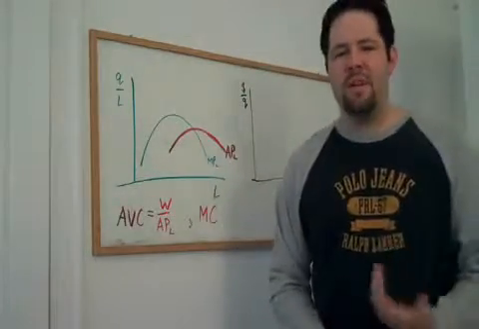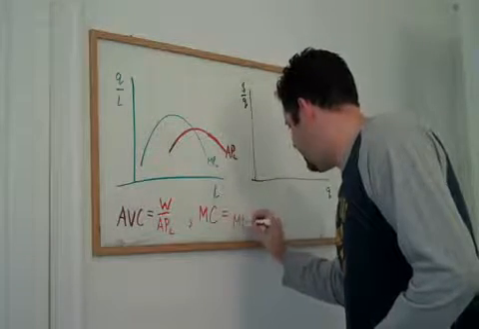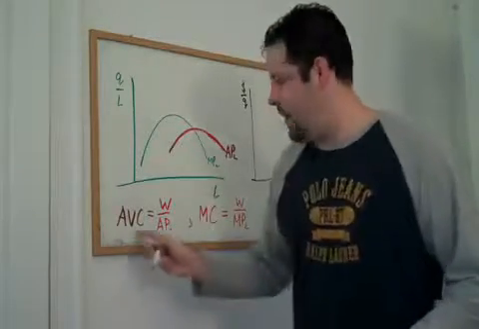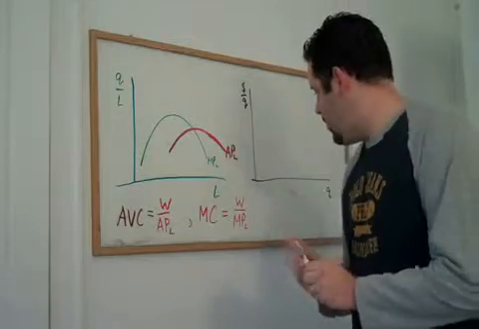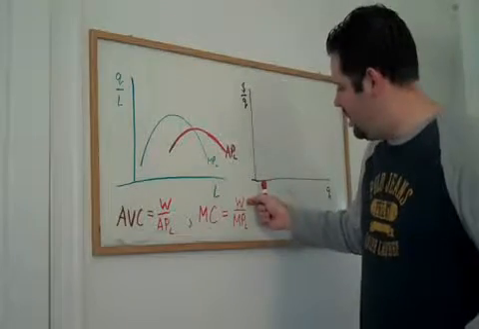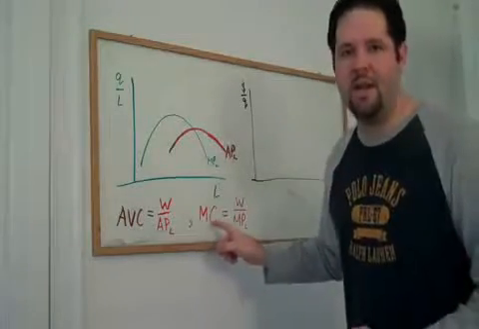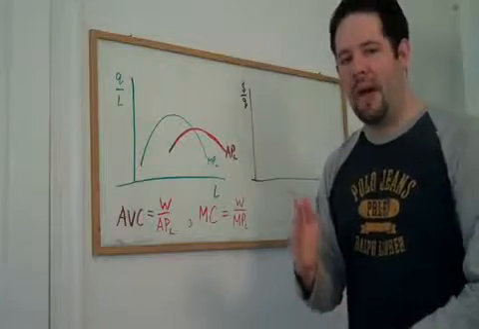We can also derive an expression for marginal costs. And it turns out that we can just use the same form as what we had for average variable costs, except it's going to be the wage divided by the marginal product of labor. The marginal cost is the cost of producing one more unit of output.